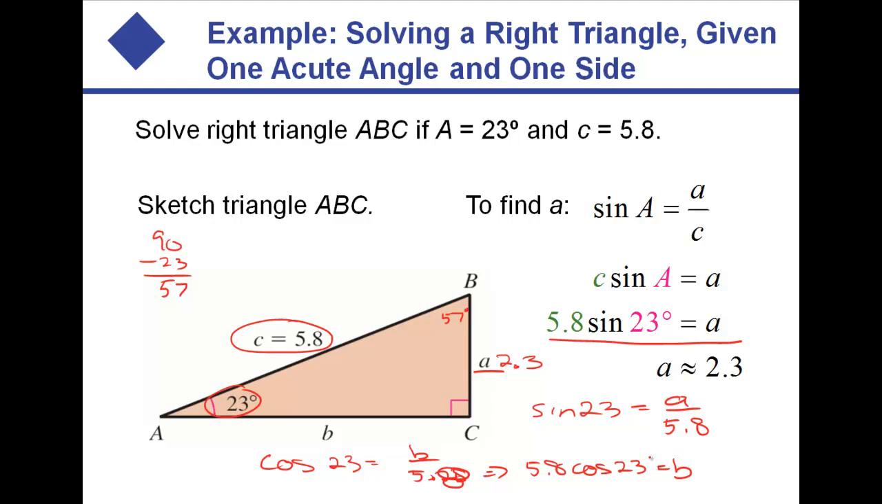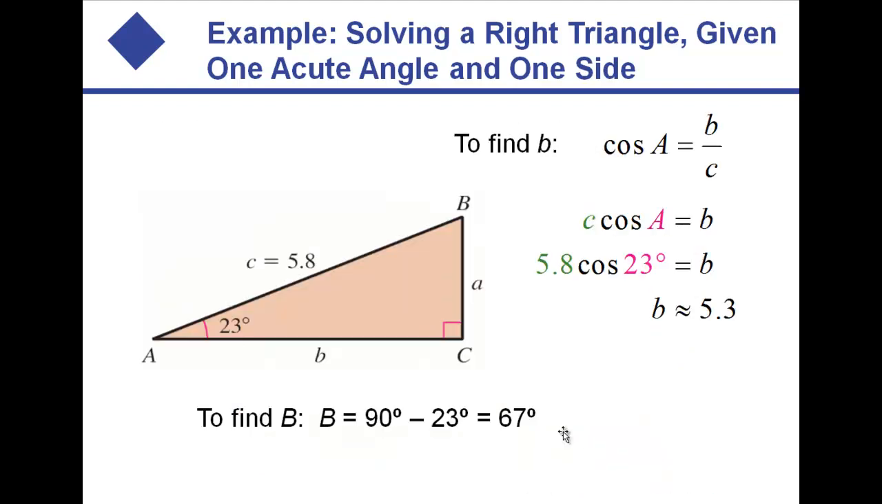But you could also do it with the Pythagorean theorem, right? 2.3 squared plus B squared is going to equal 5.8 squared, and solve it that way. I honestly think this way is easier and cleaner than having to deal with the Pythagorean theorem. And that's what we did on this slide.